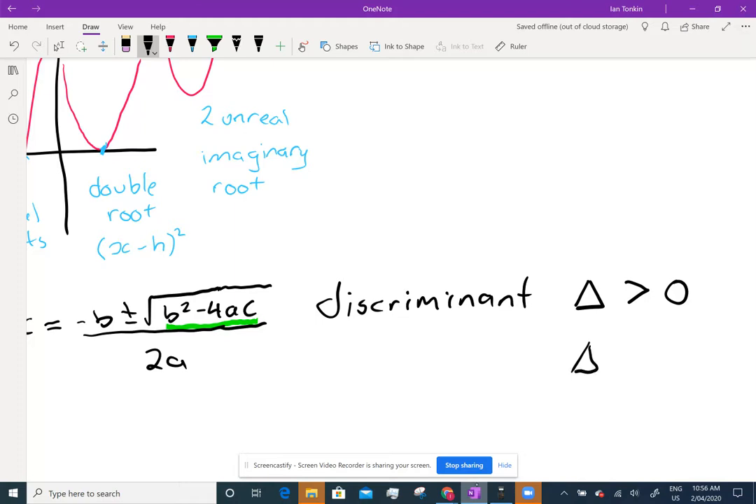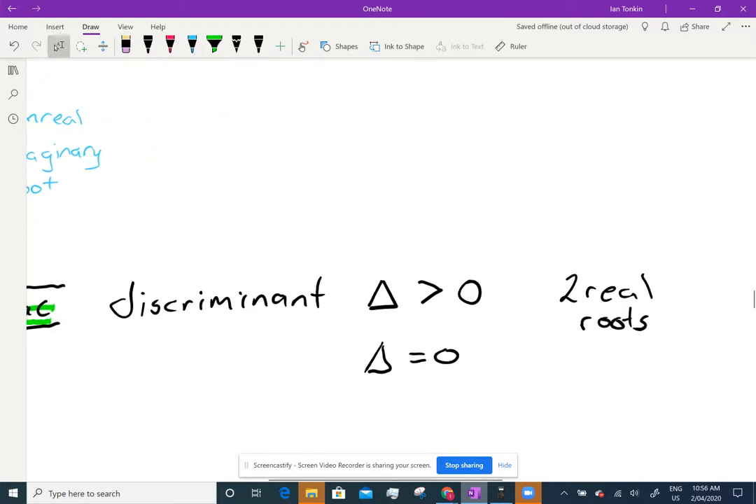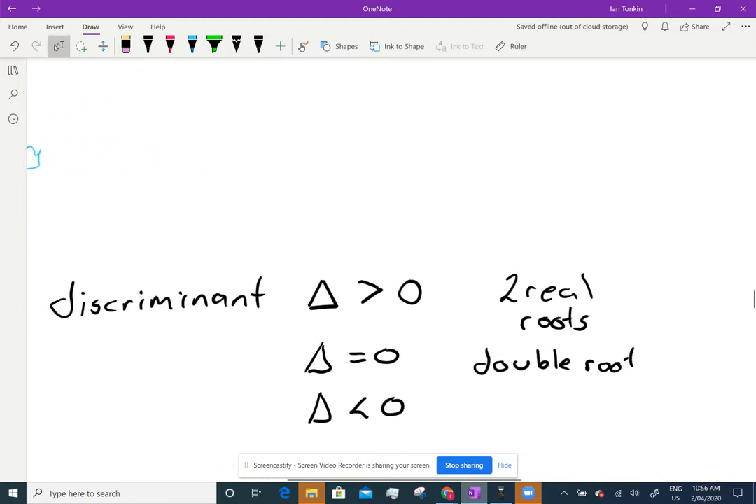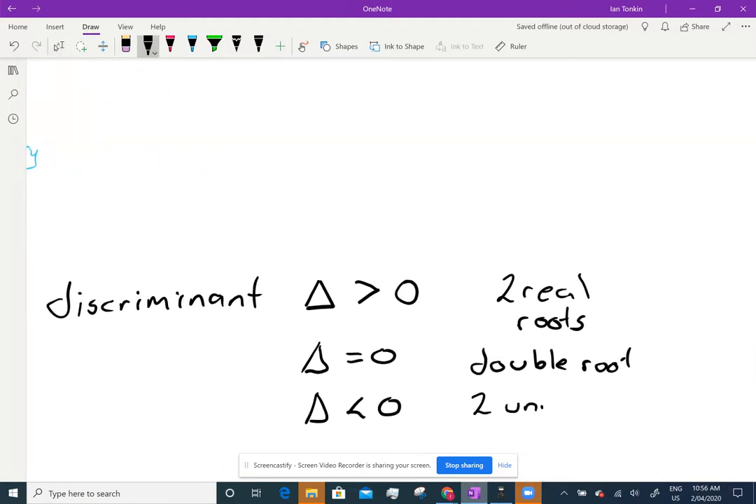If the discriminant equals 0, which means b squared minus 4ac just equals 0, you just get minus b on 2a. You get the double root. And if the discriminant is less than 0, a negative number, well, you can't find the square root of a negative number. That's when you get your two unreal or imaginary roots.